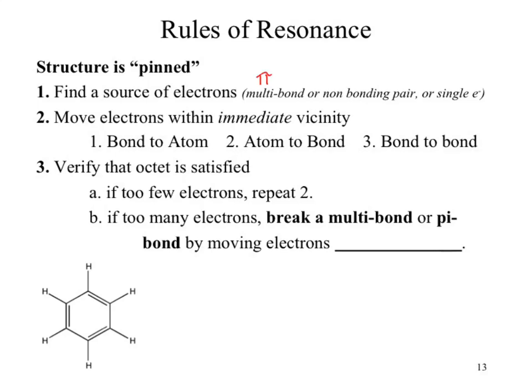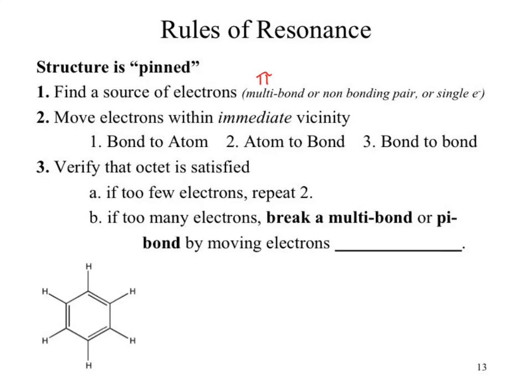But I will try to maintain multiple bonds. So double bonds or triple bonds can do resonance. Okay? We also have the option of moving a single electron if we so choose. We'll talk about that a lot at the end of the semester. Okay? The one source of electrons that we can never, ever, ever move is single bonds.